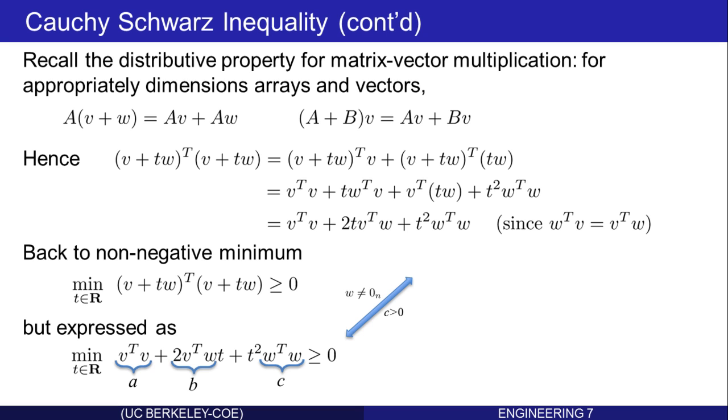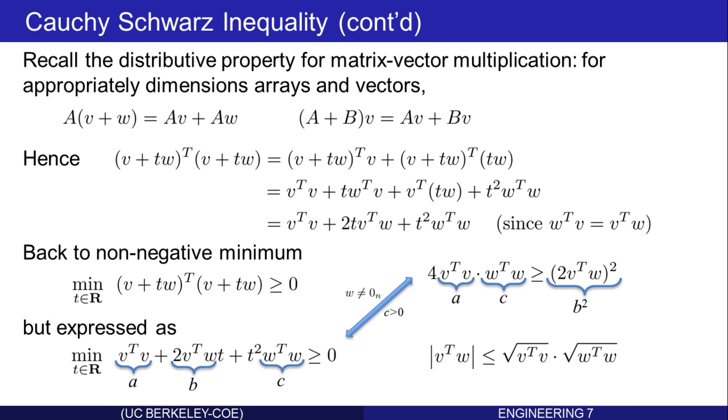This is precisely the setup that we worked on for the minimization of the scalar quadratic function. We know that the minimum is greater than or equal to 0 if and only if 4 times a times c is greater than b squared. That was exactly the expression. If I simply now cancel the 4, notice there's a 2 being squared. What I end up with after moving things to opposite sides is simply v transpose w, absolute value, that's what I get when I take the square root of the square, is less than or equal to the square root of v transpose v times the square root of w transpose w. And that is the Cauchy-Schwarz inequality.